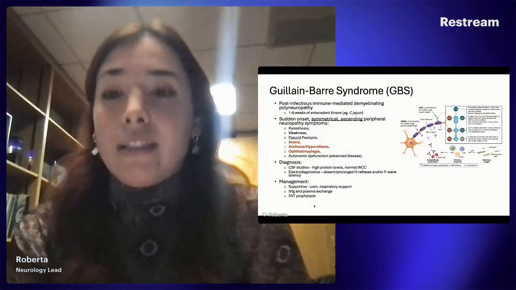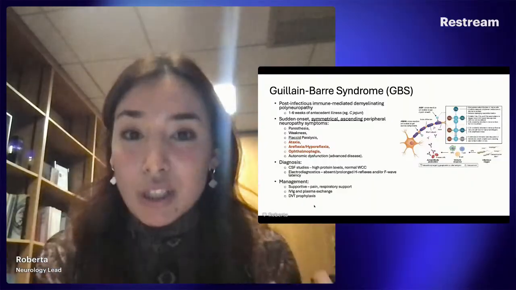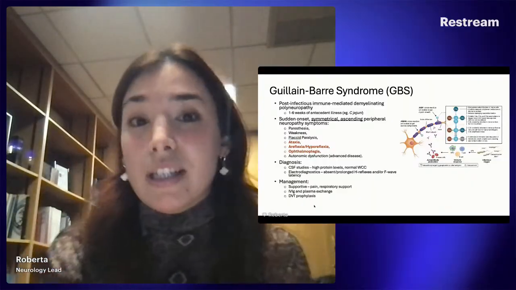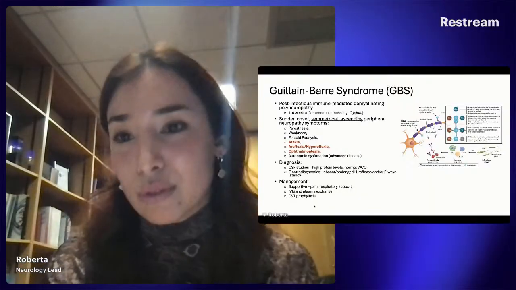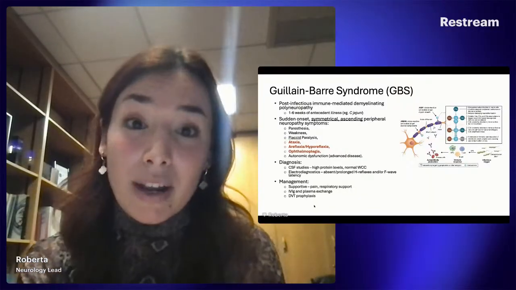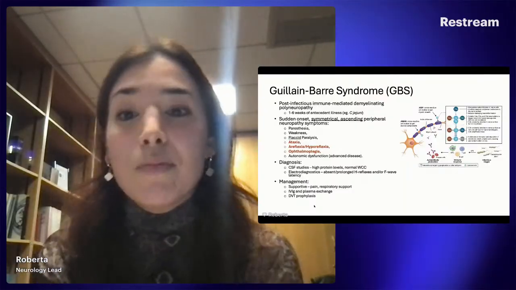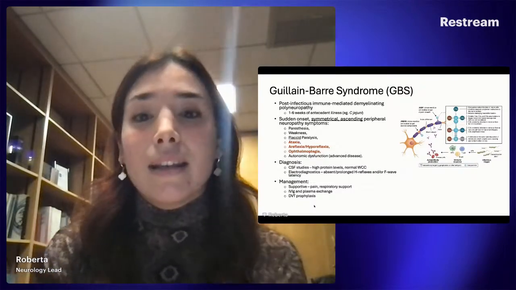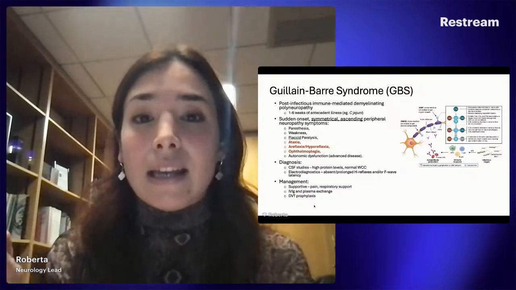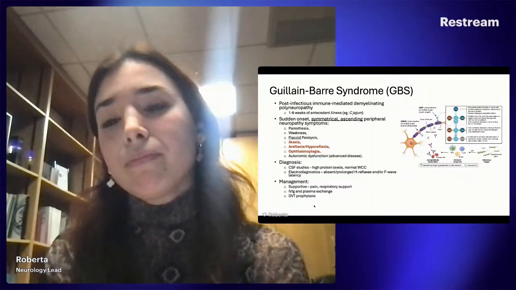Another very common peripheral nervous system condition that we tend to see in hospital, especially in the acute setting, but also in your exams, is Guillain-Barré. So Guillain-Barré is a post-infectious, so after infection, immune-mediated, demyelinating polyneuropathy. And the myelin that's affected in this case is the myelin specific to the peripheral nervous system.